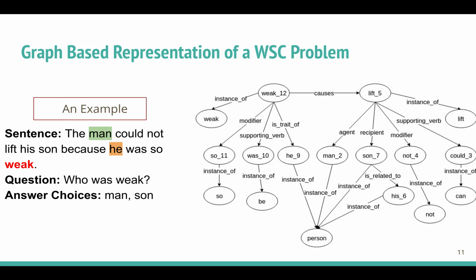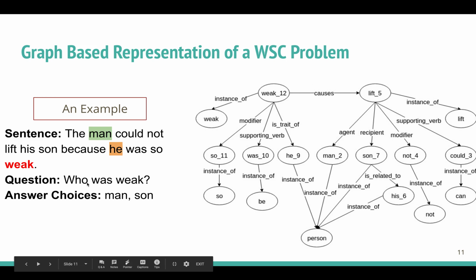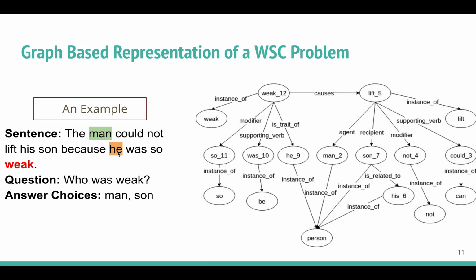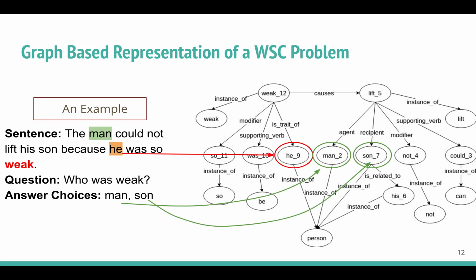Now, once we have a representation of a sequence of English sentences, we can use that to define the graphical representation of a Winograd schema challenge problem. For example, if we have this problem, the man could not lift his son because he was so weak. We can represent this sequence of sentences as we represented the sequence of sentences in the previous three slides. So when this is represented as a sequence of sentences, our task is to represent the pronoun in it. I'll explain later, while explaining the reasoning process, why we need representation of the pronoun. Also, we need to represent the answer choices in the input problem. So the pronoun is represented as a node in this graph. Similarly, two answer choices, man and son, are also represented as man underscore 2 and son underscore 7 in this graph based on their occurrence in the input sentence.